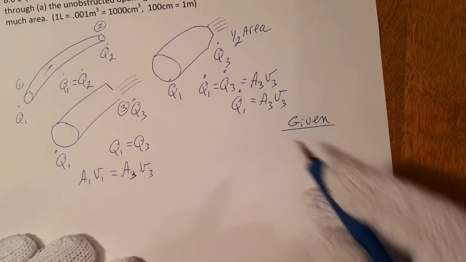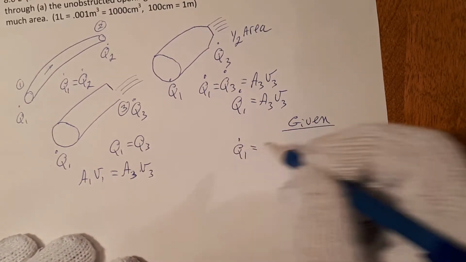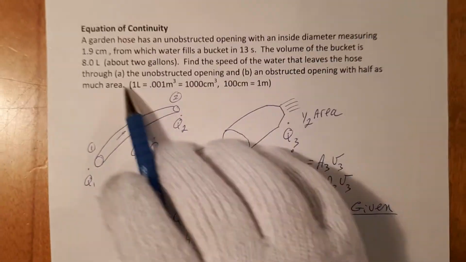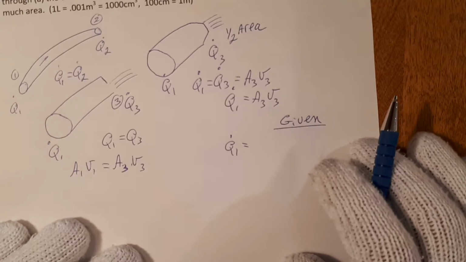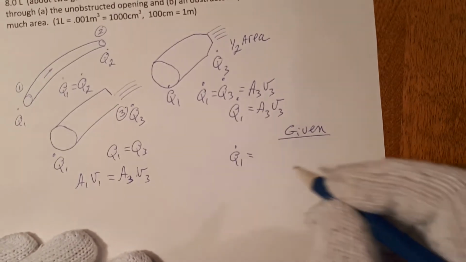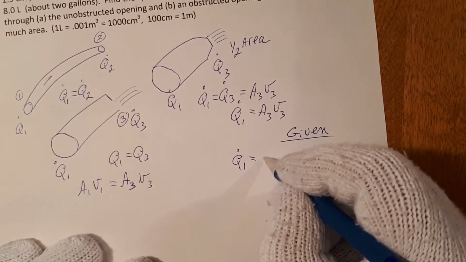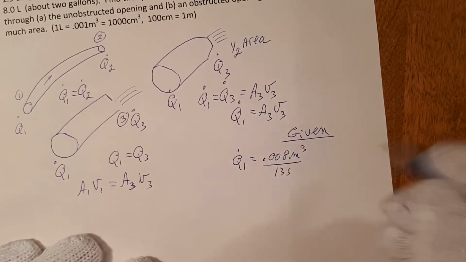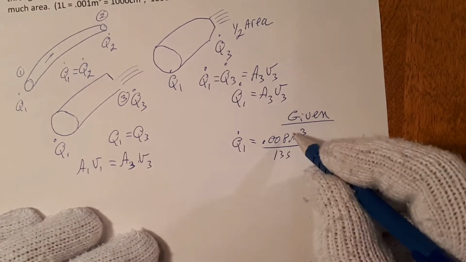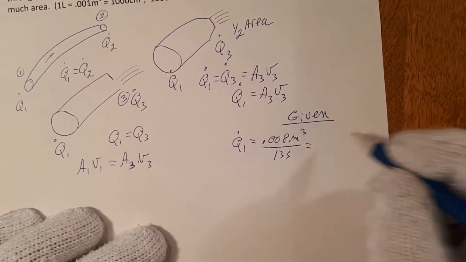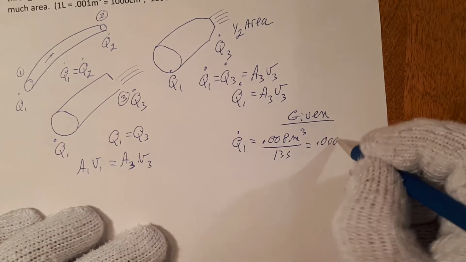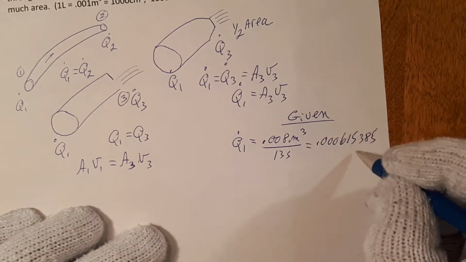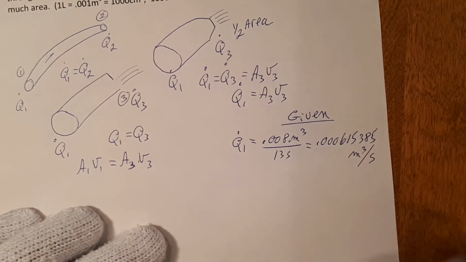The volume flow rate going in has to equal, and it's written here. And I solved this in the previous video. 8 liters over 13 seconds. And we'll just write that down. 0.008 cubic meters per 13 seconds. And we'll solve this in the calculator. And that comes to 0.00615385. And the units will be cubic meters per second.